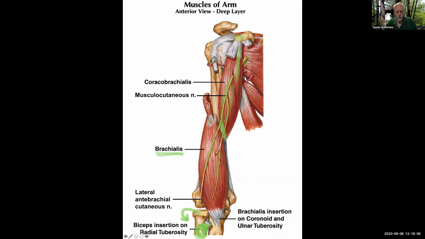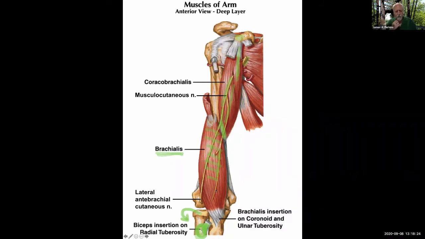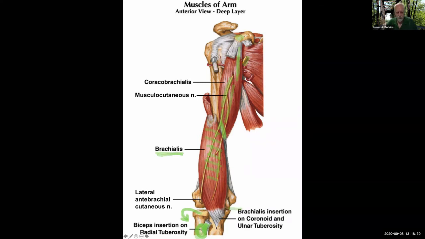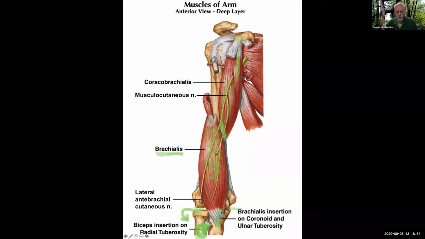The brachialis muscle is originating from the shaft of the humerus. So this whole area that I just cross-hatched in, the brachialis is originating directly from the shaft of the humerus. And then it crosses the elbow joint down here and has its insertion on the coronoid process of the ulna, as well as the tuberosity of the ulna. So it's inserting entirely on the ulna. So it originates on the humerus up here and inserts on the ulna down here.